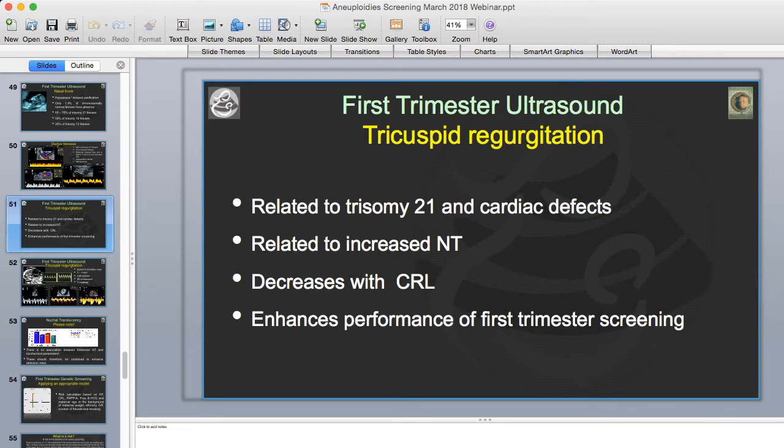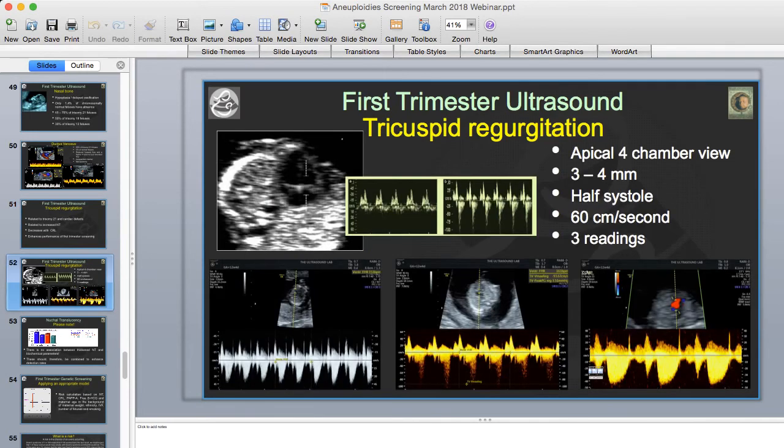Tricuspid regurgitation is again related to trisomy 21 and cardiac defects. It's also related to increased NT and is not as great a marker as the ductus venosus. It disappears as the CRL increases, but it does enhance the performance of first trimester screening. But you have to use the criteria correctly. The heart has to have the apex pointing anteriorly, a four-chamber view of the heart with the entire thorax occupying the entire frame. Then, of course, you have to look at the amount of backflow here.